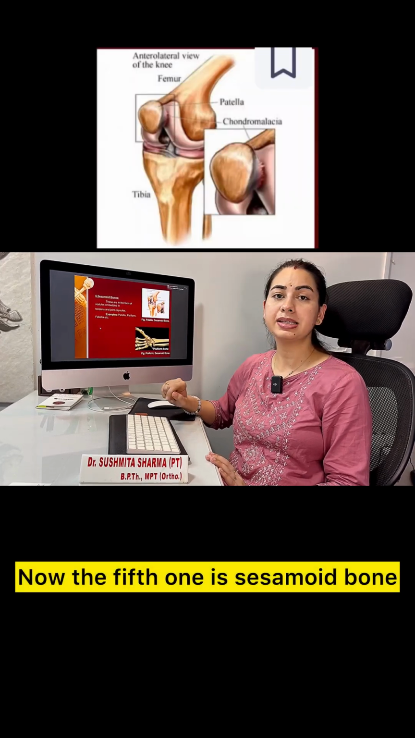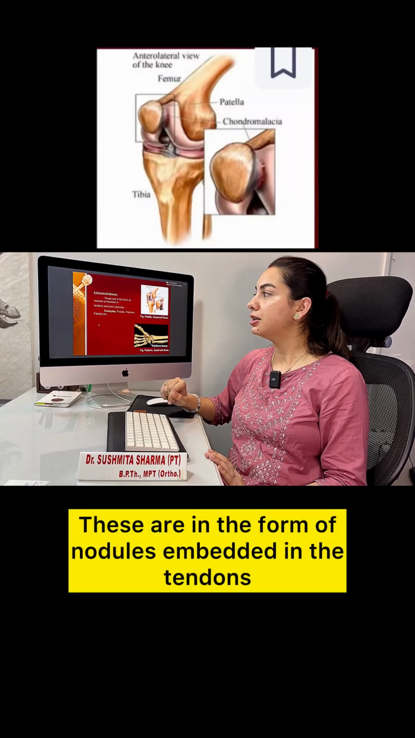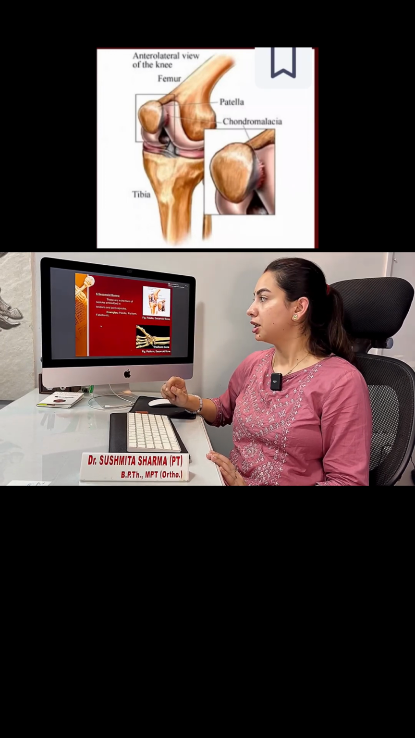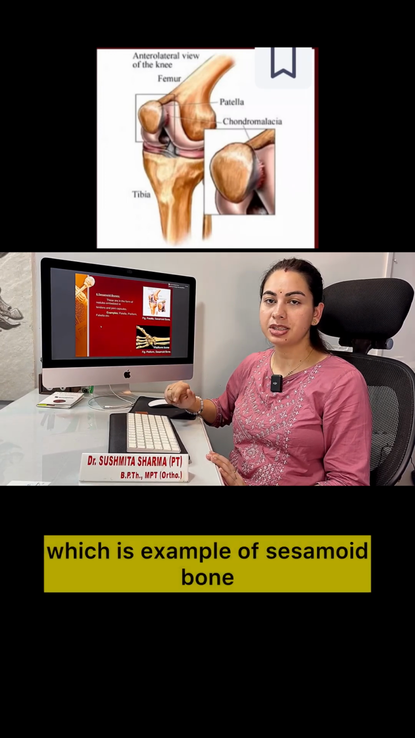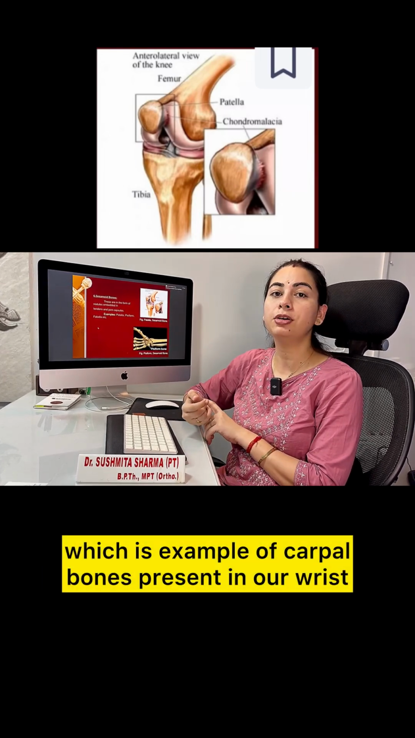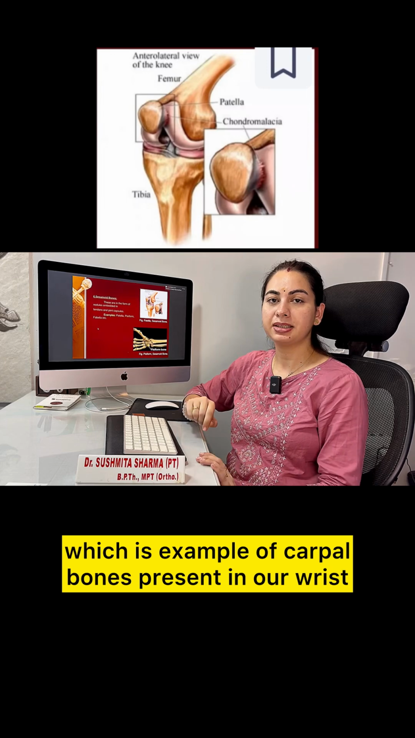Now the sixth bone is sesamoid bone. These are in the form of nodules embedded in the tendons and joint capsules. So we have the patella, which is an example of sesamoid bone. We also have the pisiform bone, which is an example of carpal bones present in our wrist.